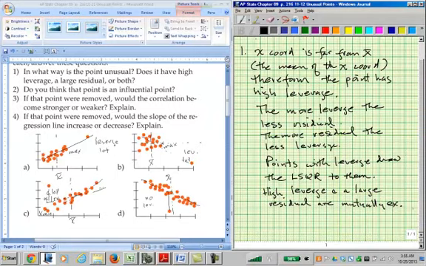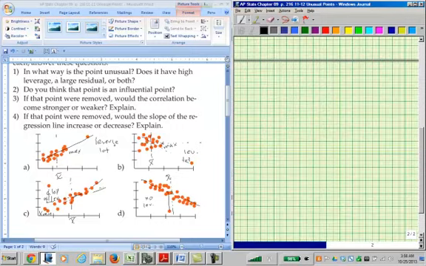All right. Now, let's go on and answer 2. Let's do them in the order that they have them, even though I'm not crazy about the order. What does influential mean? Let's talk about influence.